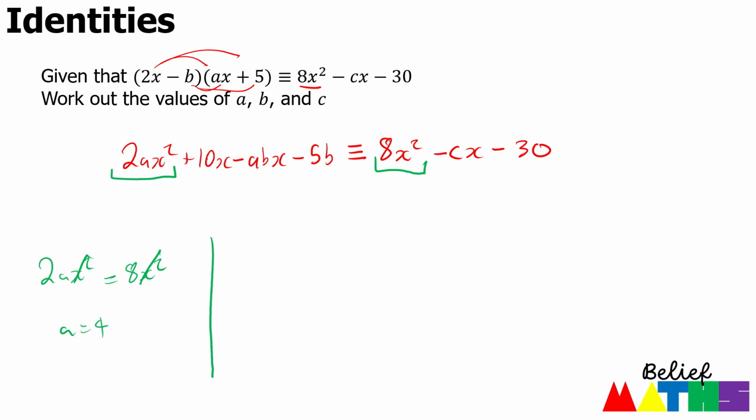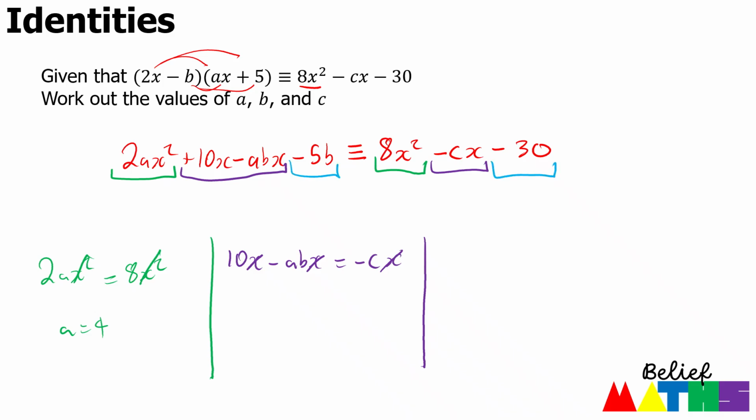That's our first value. If we then look at our x terms, we've got 10x minus abx is equal to minus cx. Again, we can cancel our x's, but we've got a, b's and c's here, so we don't know enough information. We know what our a is, but we don't know what our b is. So we're going to pause that one and move on to the third one, which is our -5b and our -30. So -5b is equal to -30. Dividing both sides by -5, we get b is equal to 6.